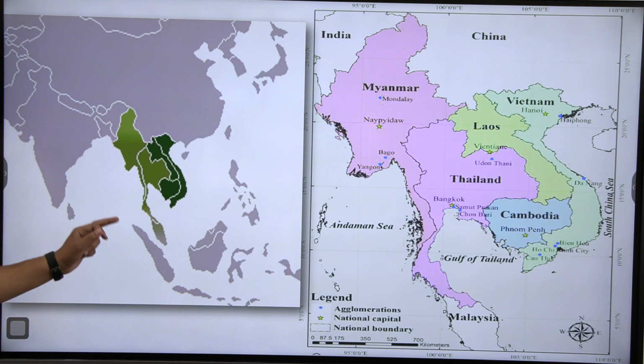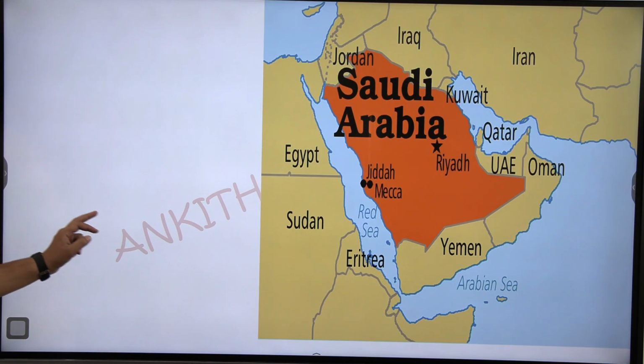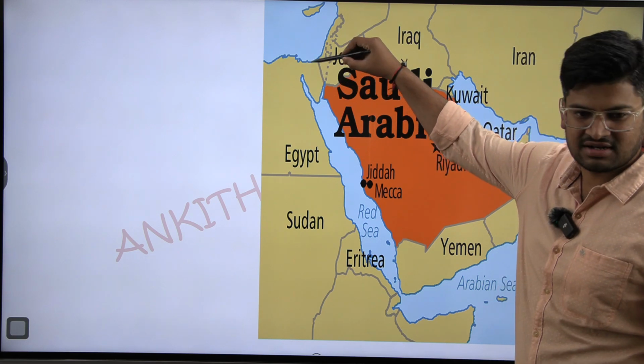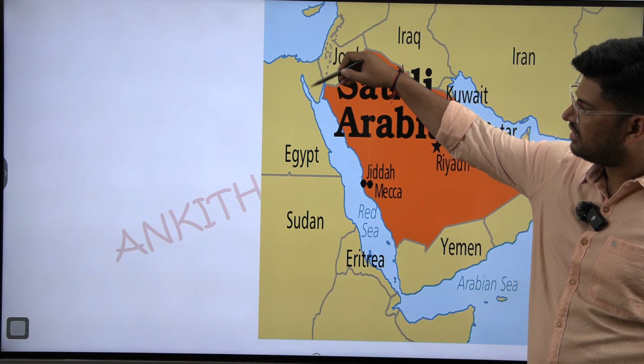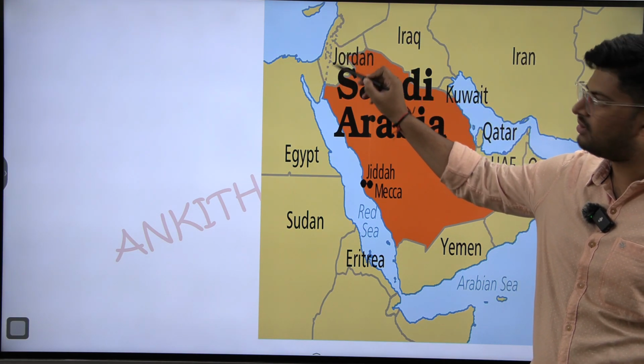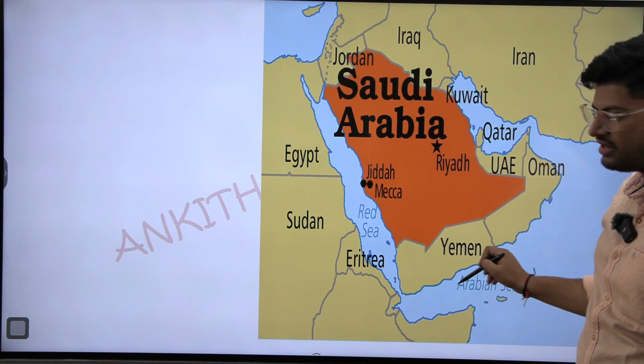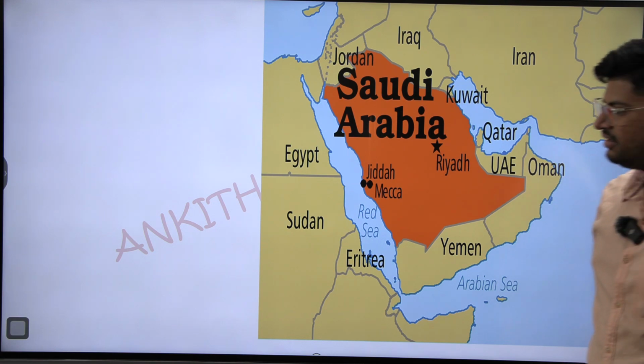The Indochina Peninsula, Arabian Peninsula. Okay, this is Sinai Peninsula. Gulf of Suez, Gulf of Aqaba, Mediterranean region and Red Sea. So this is Sinai Peninsula. This is Arabian Peninsula. Very important. Look at here.